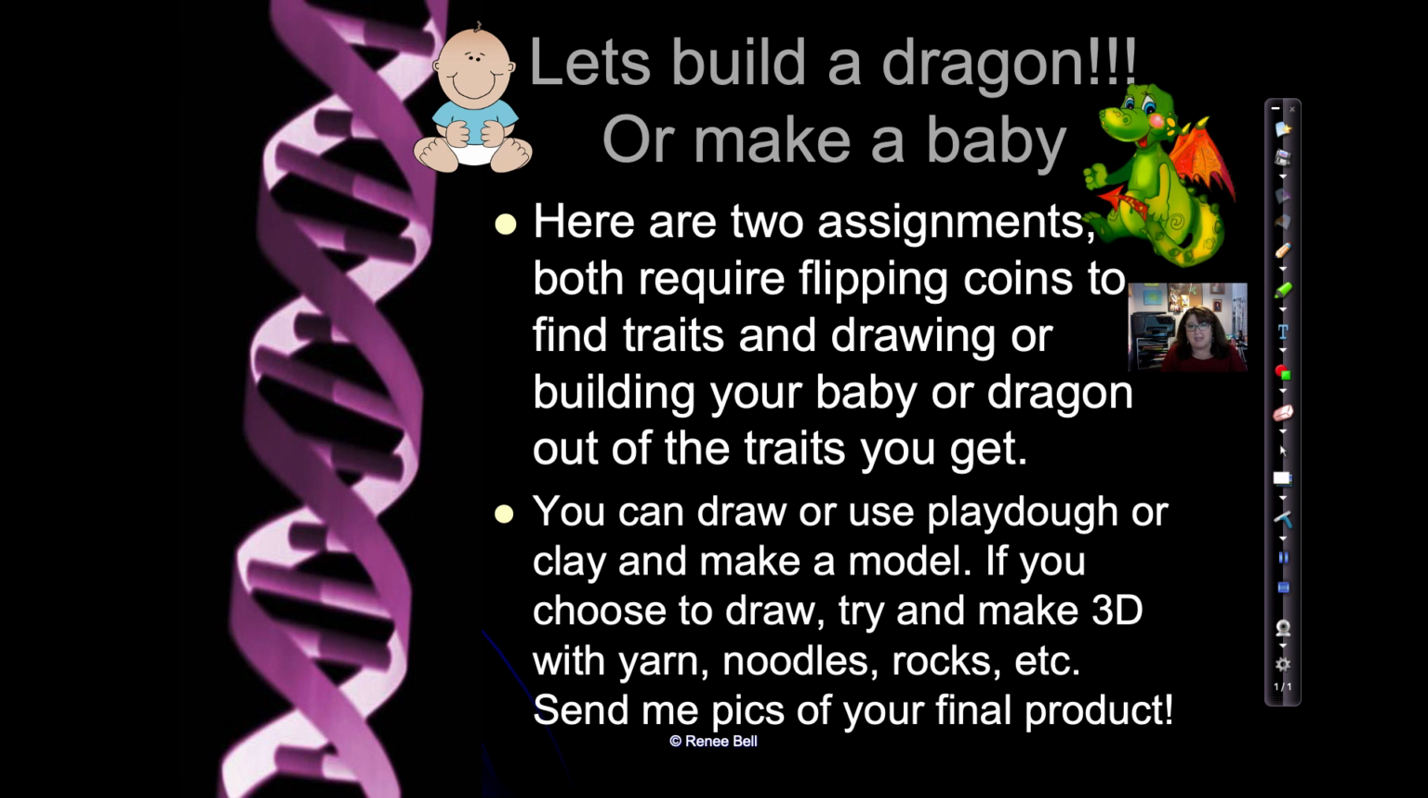Now, for the dragon, I will post all the traits, so dragon wings and things. If you wanted to cut it out and make a 3D model out of paper, you could do that too. It's always more fun to make it out of Play-Doh or clay, so I hope you have those things accessible. But if you don't, it is not a big deal. There are leaves. There are rocks. I want you to think outside the box. Create a 3D model of a baby or a dragon. And we'll do that on Wednesday.